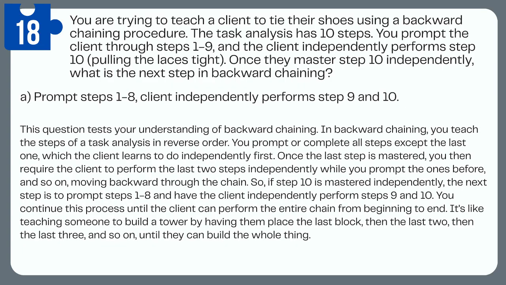Answer: A. Prompt steps 1 to 8. Client independently performs steps 9 and 10. This question tests your understanding of backward chaining. In backward chaining, you teach the steps of a task analysis in reverse order. You prompt or complete all steps except the last one, which the client learns to do independently first. Once the last step is mastered, you then require the client to perform the last 2 steps independently, while you prompt the ones before, and so on, moving backward through the chain. So if step 10 is mastered independently, the next step is to prompt steps 1 to 8 and have the client independently perform steps 9 and 10.